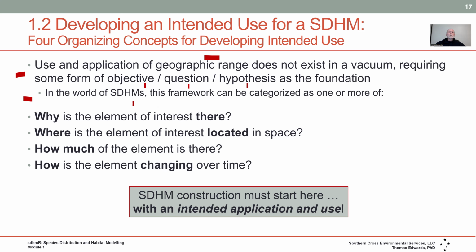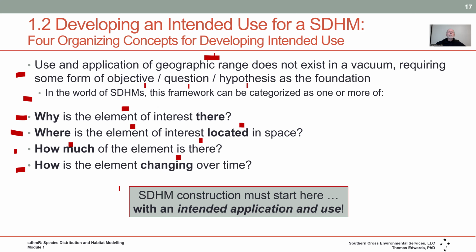Now, in the world of distribution models, we can frame or categorize this framework into one or more of the following. Why is the element you're interested in there? Where is the element located? How much of the element is there? And how might this element be changing over time? These are four very central questions that deal with geographic range.